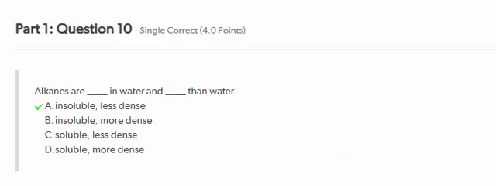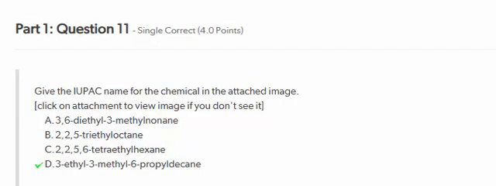Number 10. Alkanes are blank in water and blank than water. Well, are they soluble or insoluble? Are they less dense or more dense? Well, our alkanes are insoluble. They are hydrophobic. They don't have a polarizable functional group in order to be dissolved in or be miscible in water. They are also less dense than water. Alkanes will form a layer on top of water. They are less dense.